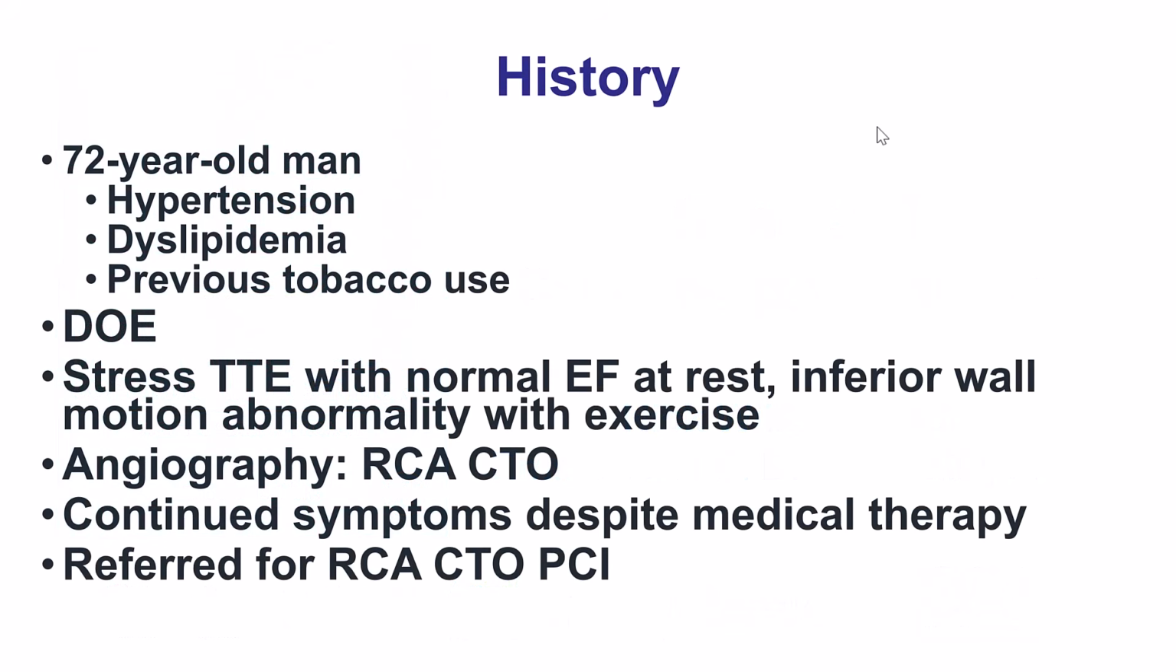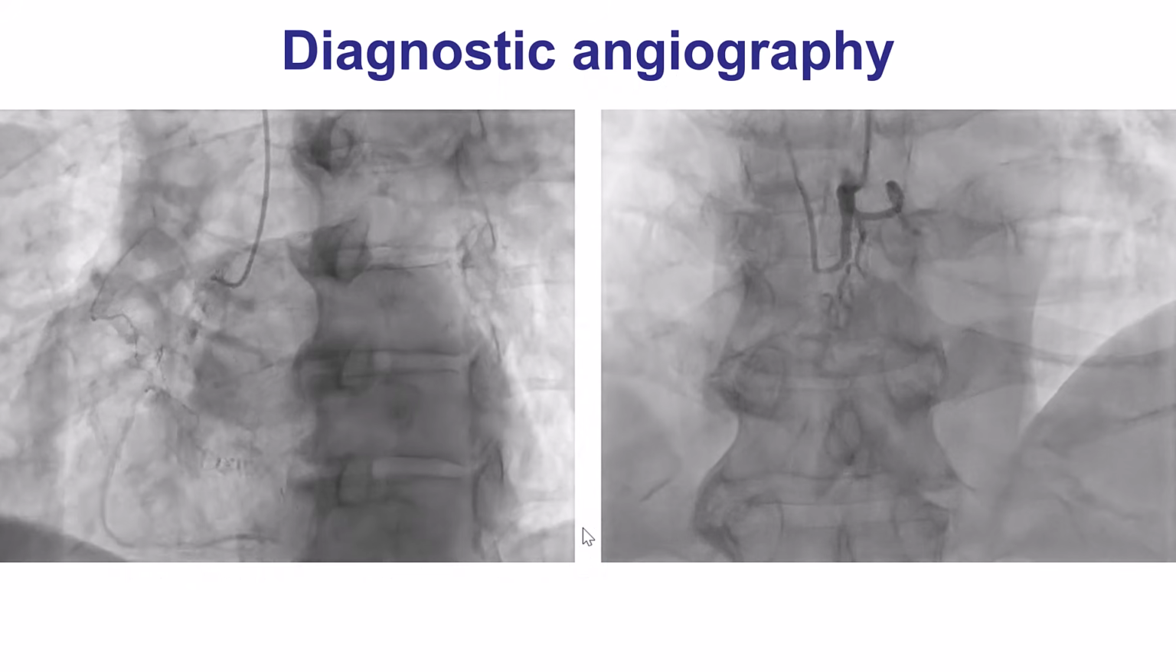The patient was a 72-year-old gentleman who presented with dyspnea on exertion. He was found to have ischemia on stress echo, and then a right coronary CTO, with continued dyspnea despite medical therapy, and was referred for PCI of the right coronary CTO.